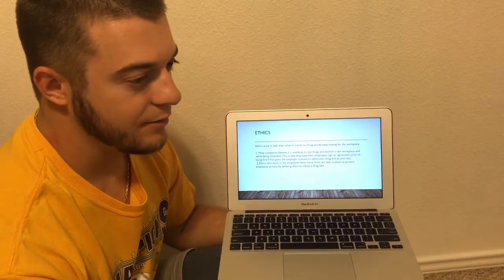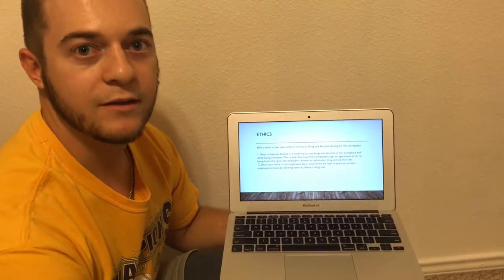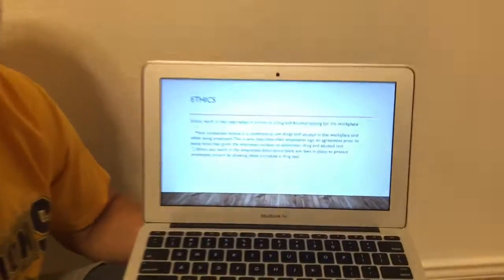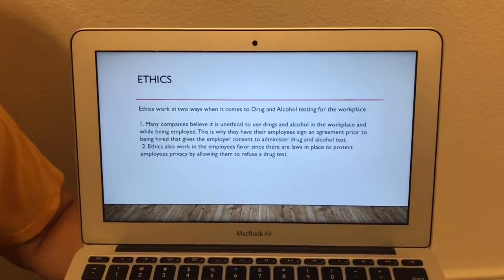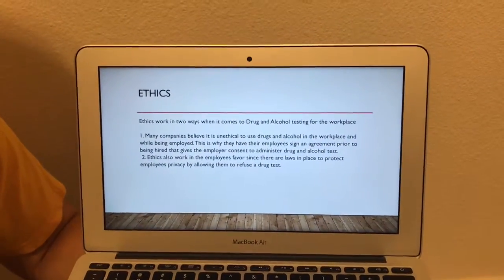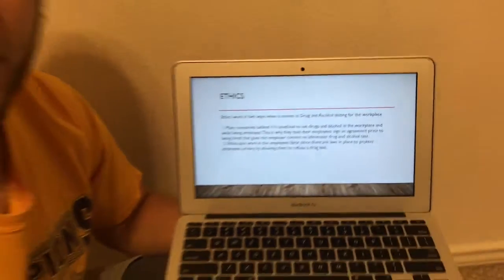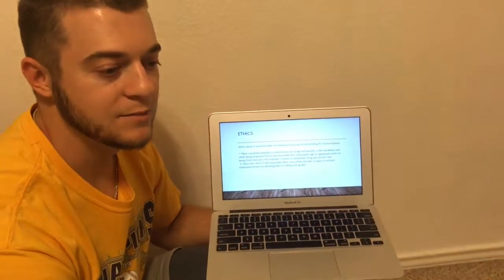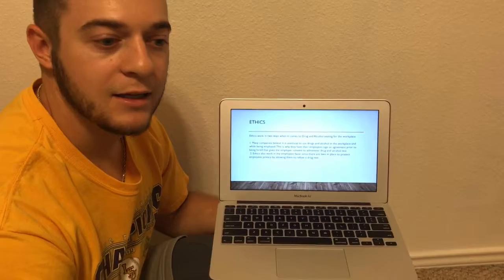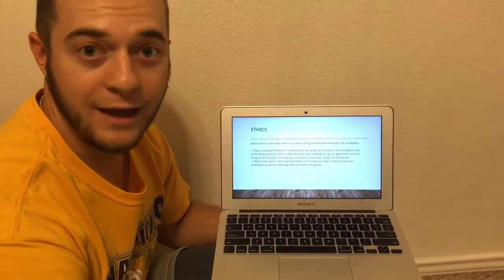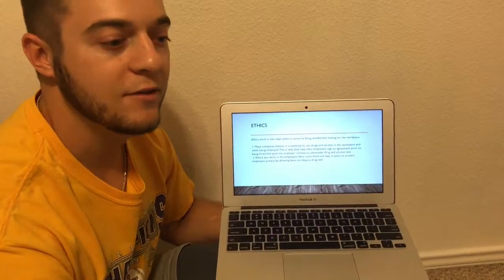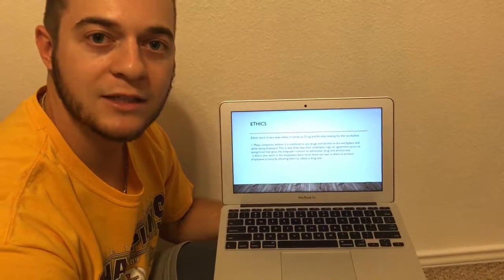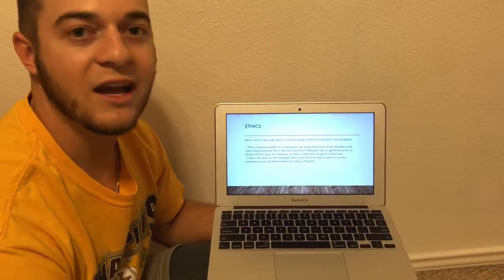Now the ethical aspect of it does work in the employee's favor because it is unethical to invade somebody's privacy. So there are laws in place that protect a person's right to refuse a drug test, and they're not breaking any laws. And if you are fired for that, you would have a case in court or something of that nature to fight that, stating that's invading your privacy and different things of that nature. So it all ties into ethics in those ways.